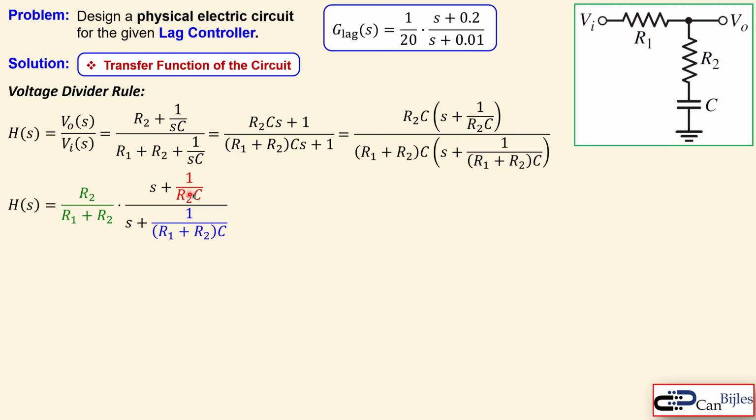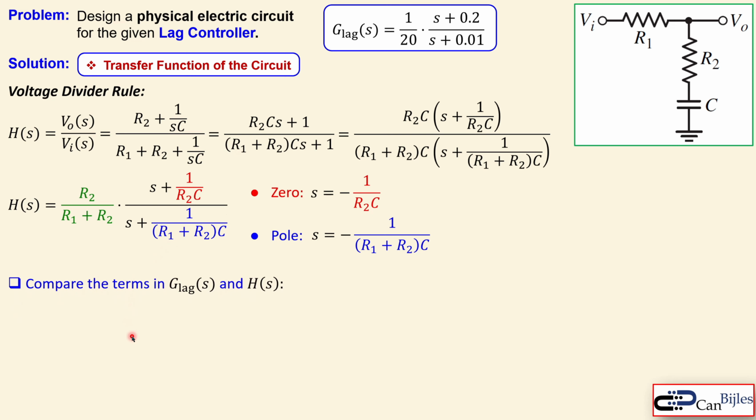So we have now the following. This is the 0. The 0 is given by the minus of 1 over R2 times C. And there's also a pole, which is given by the minus of 1 over R1 plus R2 times C. And this coefficient is also the attenuation factor, or the gain factor, for this transfer function. So we need to move on in order to find these values for the resistors and the capacitor.